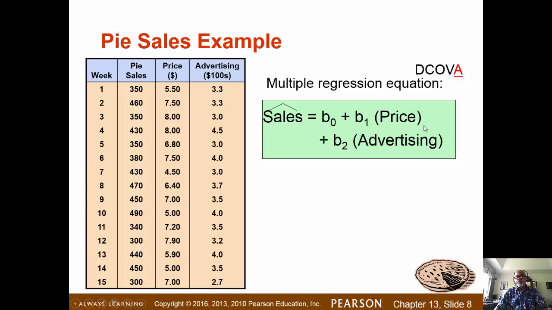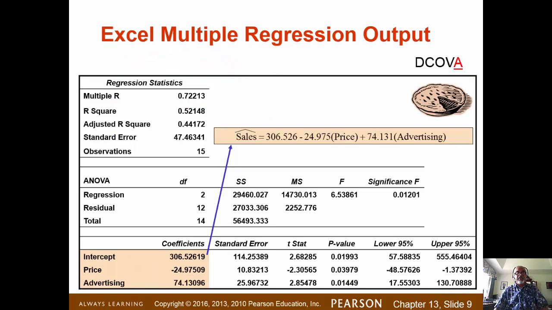So this is what our multiple regression equation is going to look like: B sub 0, B sub 1 times price, and B sub 2 times advertising. So we need to calculate the values for these three coefficients, and what we would do for this is run the Excel multiple regression command from data analysis, and here is the output from Excel. That's the first part where we have the R squared value and such. We'll come to that in a little bit.